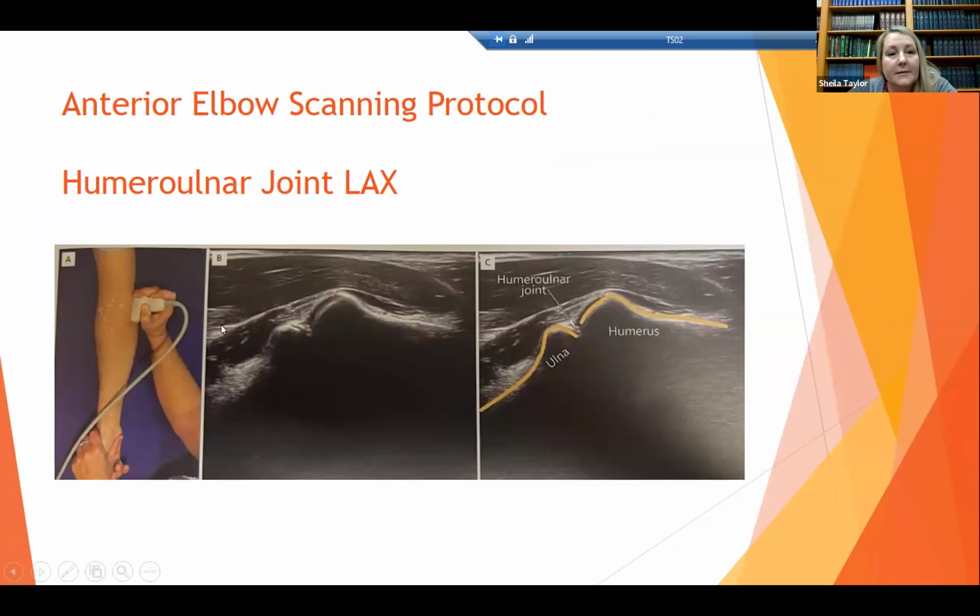So to identify the humeral ulnar joint from that short axis view that you had as your home base, you're just going to rotate your probe, and then you're going to come ulnarly to find where that humerus meets the ulna. You're looking at that joint space here. You can see an effusion in this space.